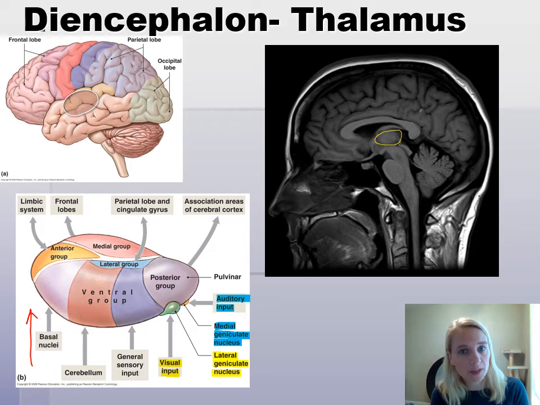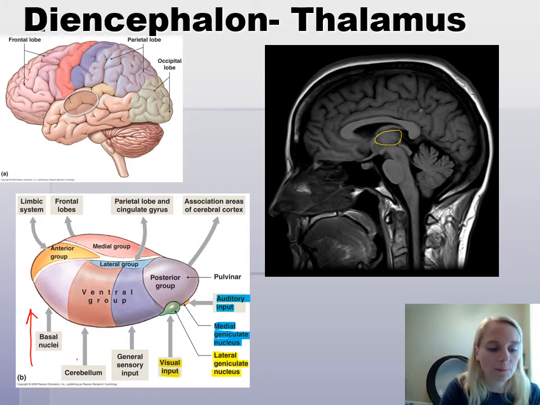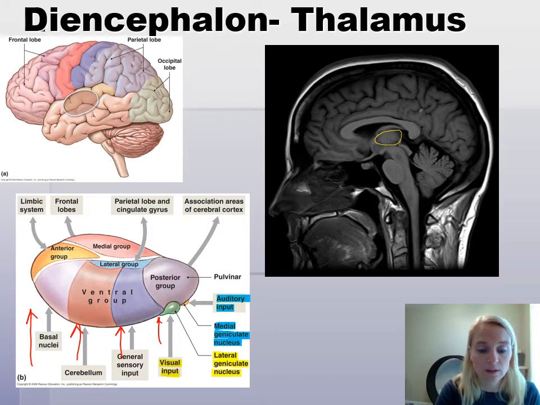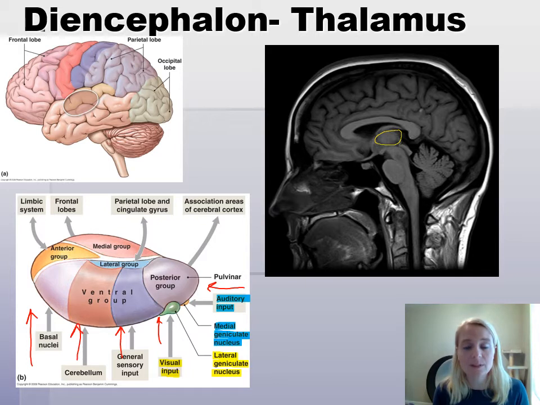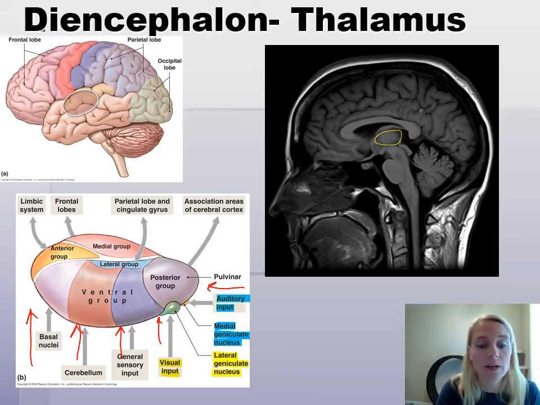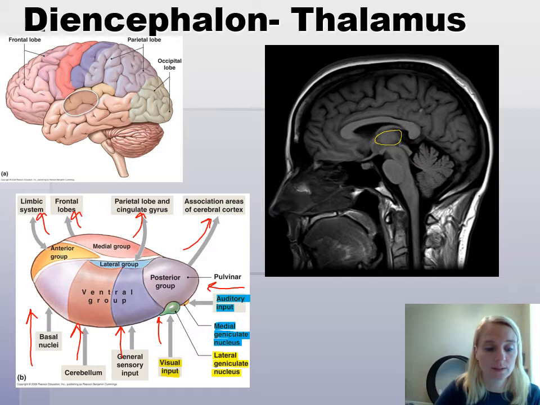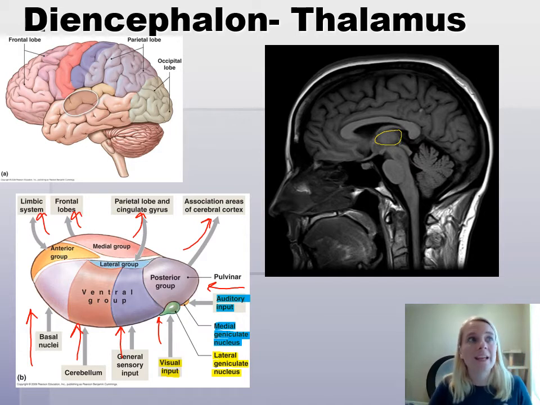Again, we haven't talked about that yet, but we will. We're getting information from the cerebellum, general sensory, vision, auditory. So all of this information is coming in to the thalamus, and then it relays it up to different areas of the cerebrum, like the association area of the cerebral cortex, the parietal lobe, the frontal lobe, and the limbic system. So information comes in, and then it forwards on what is needed for conscious awareness.